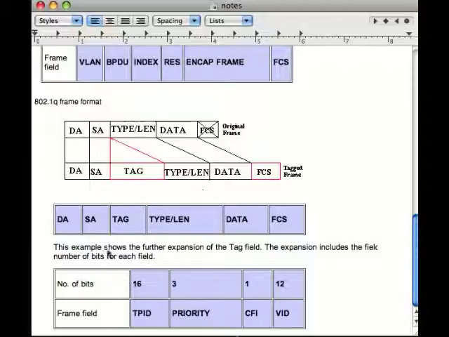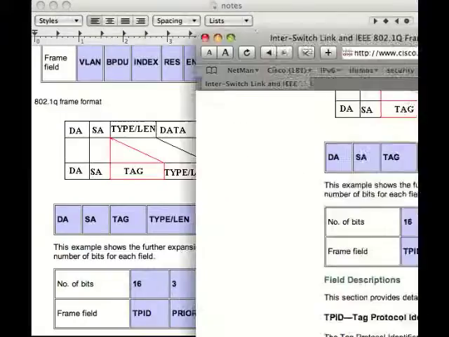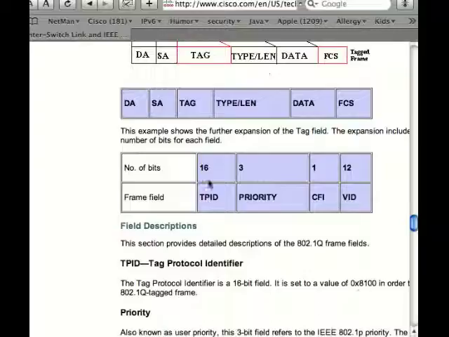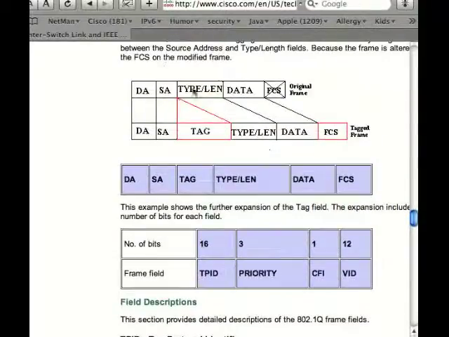Inside the tag, the first thing is the TPID, which, based on the Cisco website, is set to a value of 8100. It's basically going in the place where you'd have the type of the Ethernet frame, and that's saying that the type of this frame is 802.1q encapsulated data.